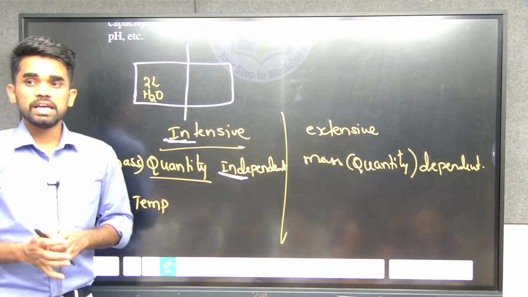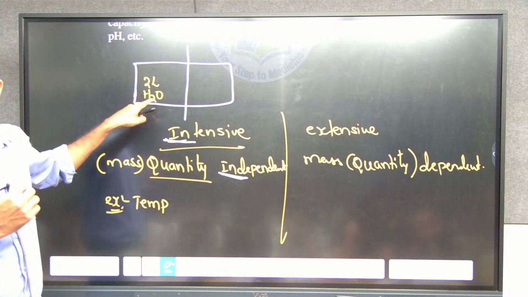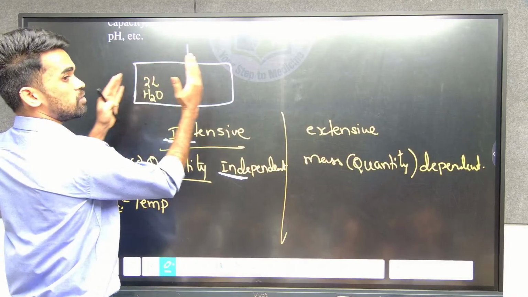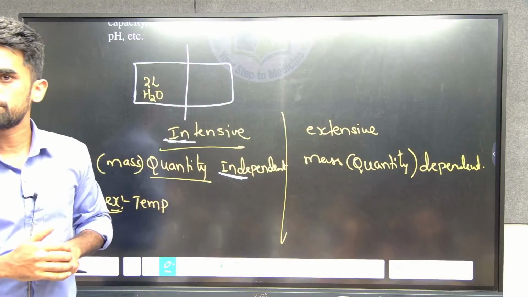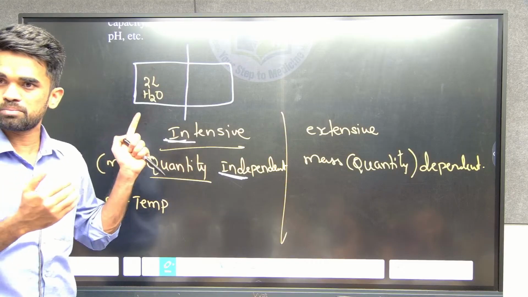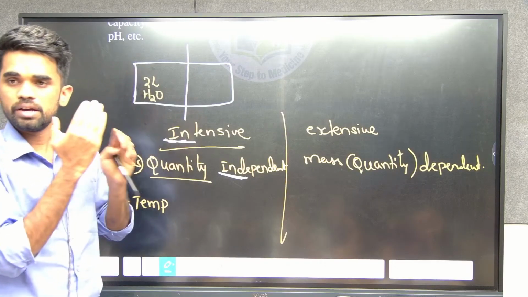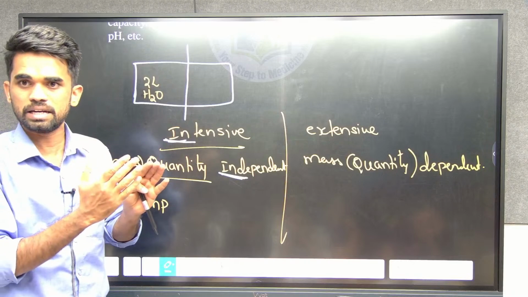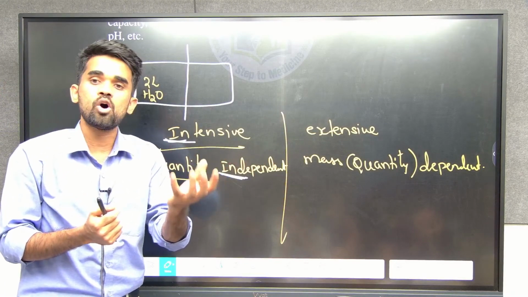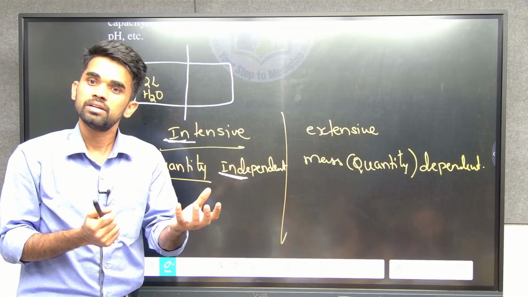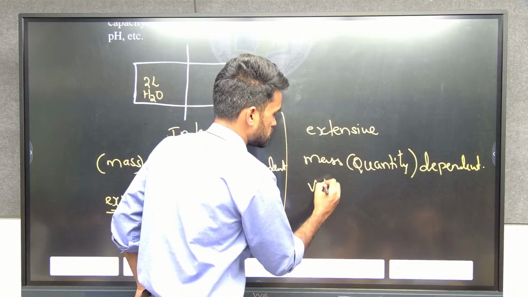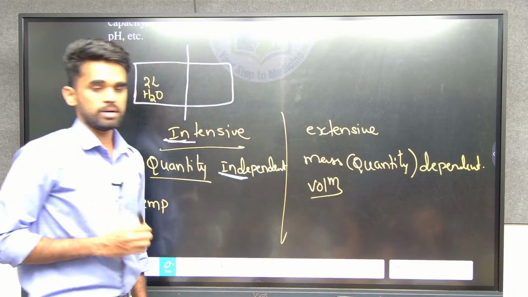Next one, what is the initial volume I have given? 2 liters. Now you are dividing it into 2 equal halves. What happens to the volume? Volume becomes 1 liter and 1 liter. The 2 liter box I have given, you are cutting into equal halves. So now, is the quantity changing or not? So I can say volume is quantity dependent. Yes or no? Okay. So that comes under extensive property.